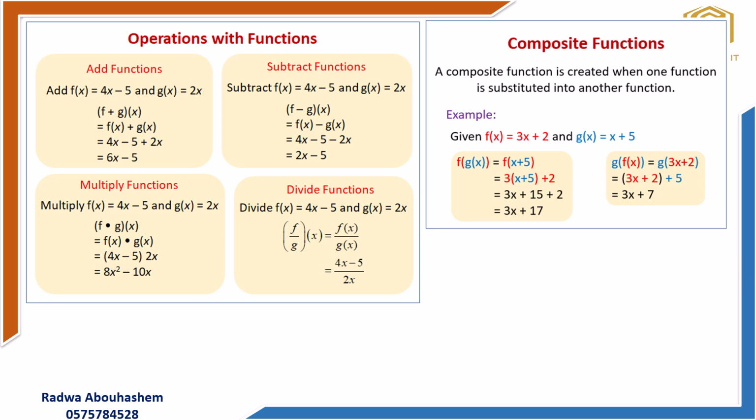4x minus 5 plus 2x. That's it. 4 plus 2 is 6, so 6x minus 5. The same goes for subtraction, and the same also for multiplication and division. The thing you have to pay attention to is the domain.